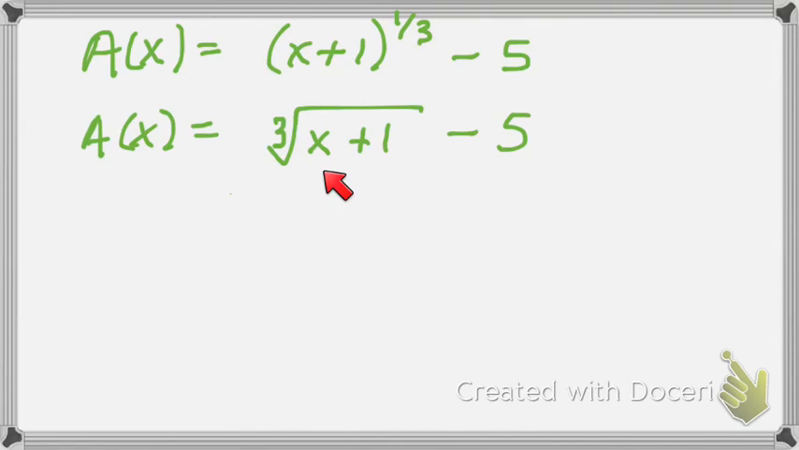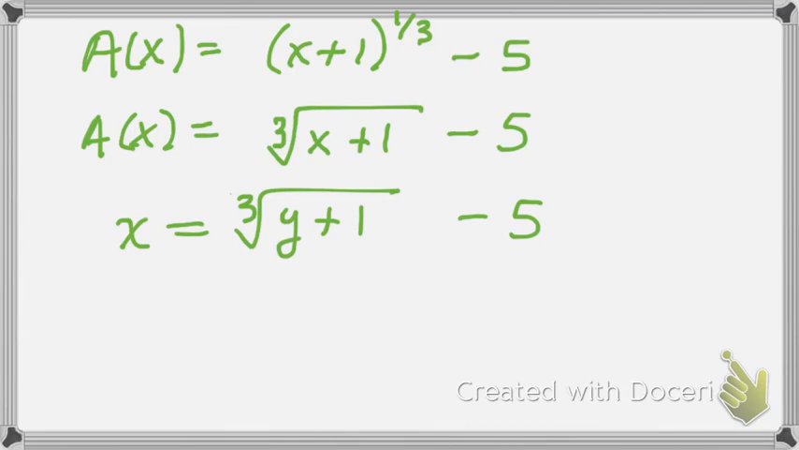Now, they may say you need to actually find the inverse. If they ask you to find the inverse, what do you need to do? Flip the x and the y. This is the y, so I make it an x, and I make my x a y. And then I solve for y. How can I get y by itself? You can bring the 5 over. So x plus 5 is equal to the cube root of y plus 1. How can I get y by itself?